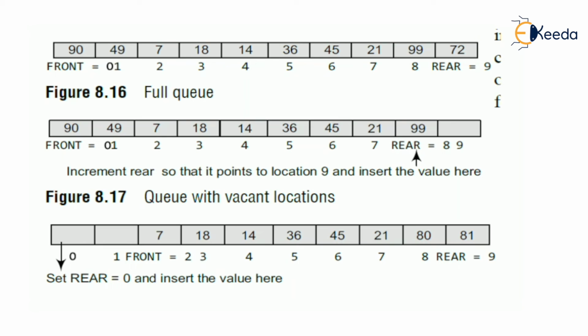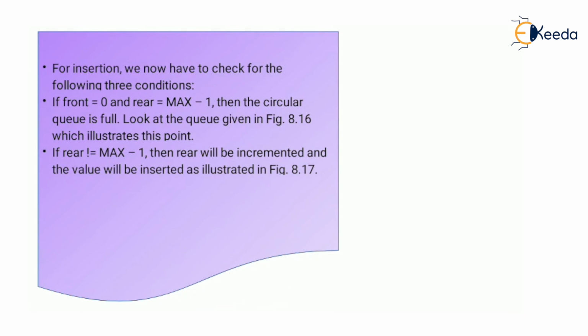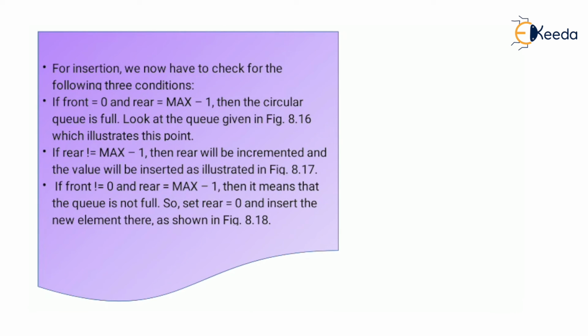Now, in the previous lectures we also discussed the various conditions. This slide explains the three conditions. If front is equal to 0 and rear is equal to max minus 1, then the queue is full. If rear is not equal to max minus 1, then the rear is incremented and the value is inserted. And third, front is not equal to 0 and rear is equal to max minus 1. It means that the queue is not full, so set rear equal to 0.